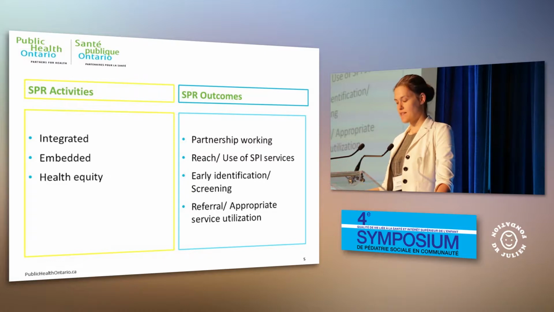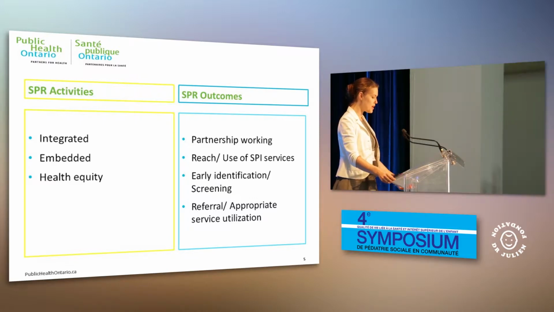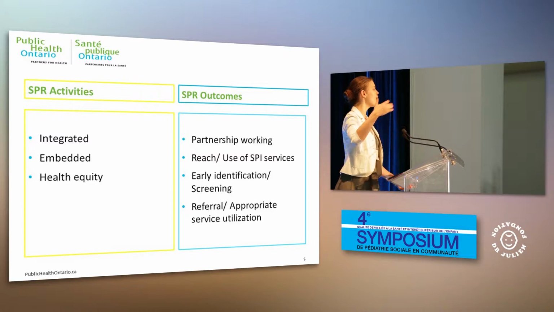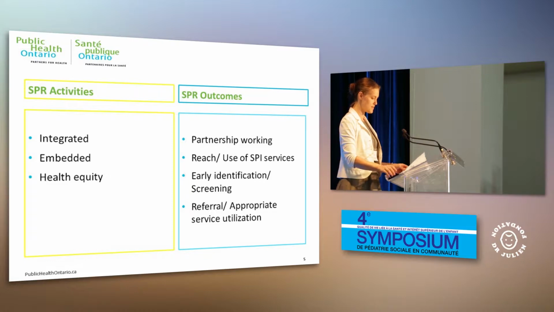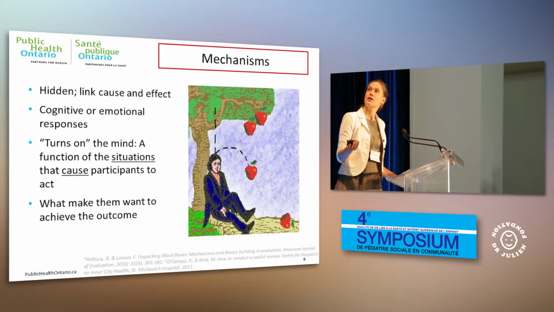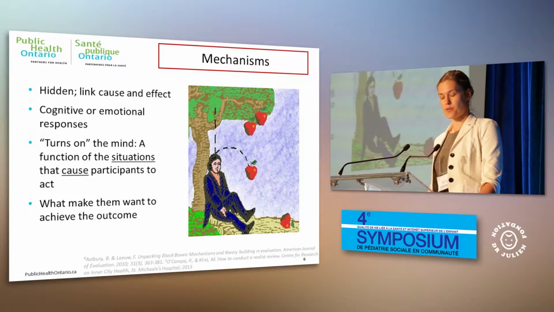The method focuses on having specific outcomes. So the outcomes we chose were partnership working, reach of the social pediatric initiative to the target population, so accessing the initiative itself, the extent to which the initiative led to screening or early identification of medical and social issues, and finally referral to medical or social services, of referral on from the social pediatrics initiative onto other medical or social initiatives. So that's the cause and effect we were looking for.